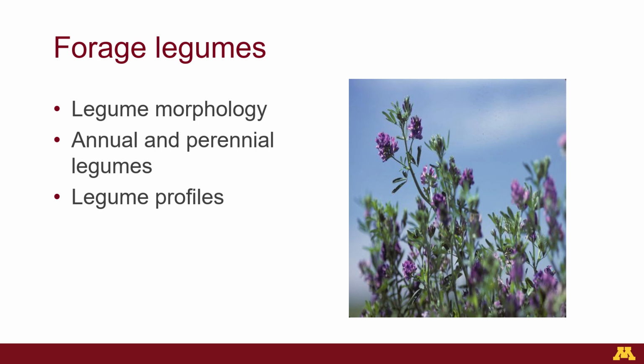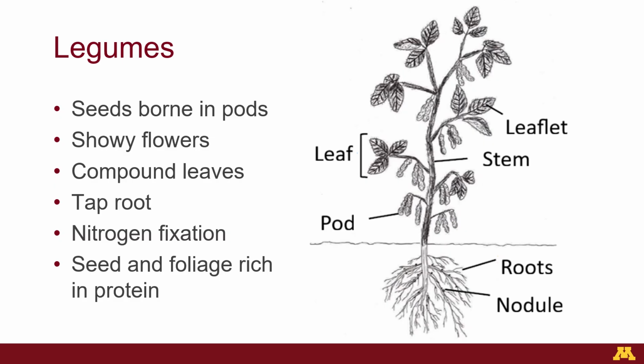Forage legumes belong to the legume family, which includes grain legumes like soybean and dried beans, vegetable legumes like green beans and peas, as well as forage legumes like alfalfa and white clover. In this section, we will discuss legume morphology, annual and perennial legumes, and the profiles of several forage legumes. Legumes have several unique characteristics.